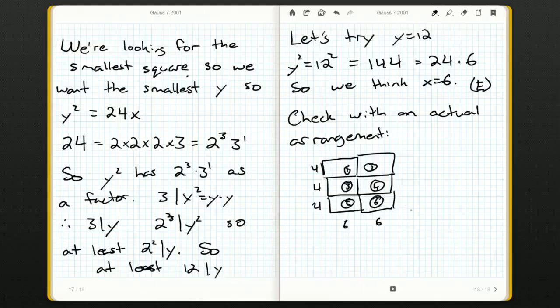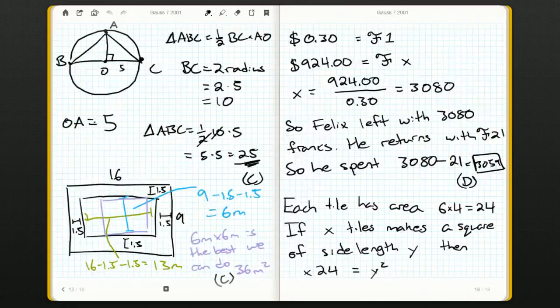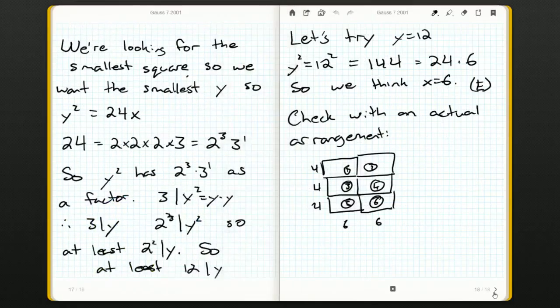Because just by comparing the areas, we had an idea of what y is, but just because the areas all match up doesn't mean the tiles will actually fit together. So we take a little extra step and make sure that they do work out.